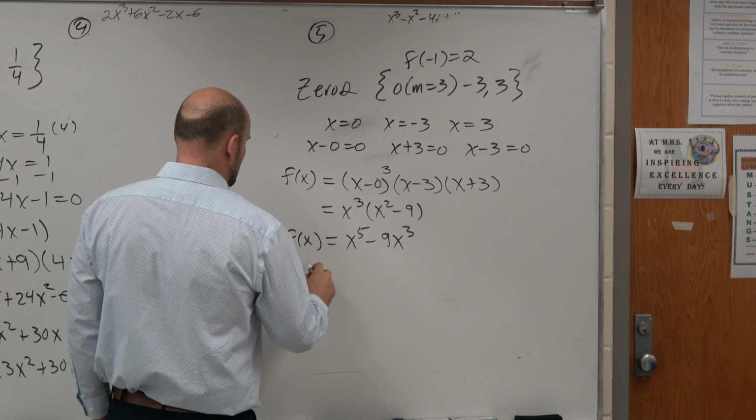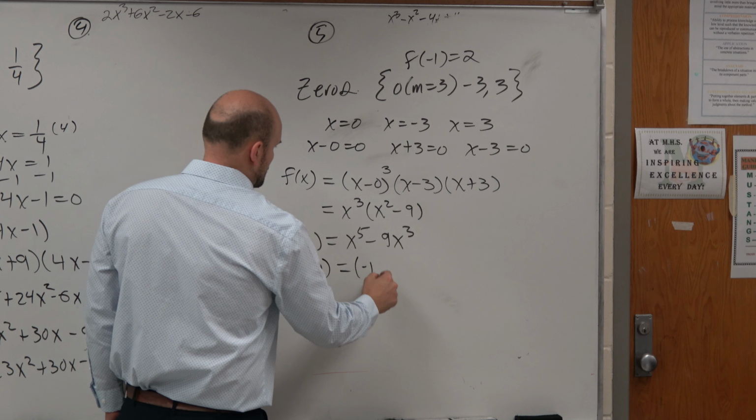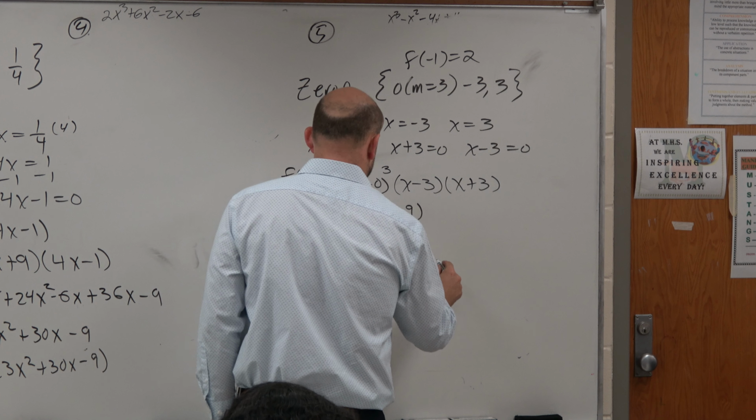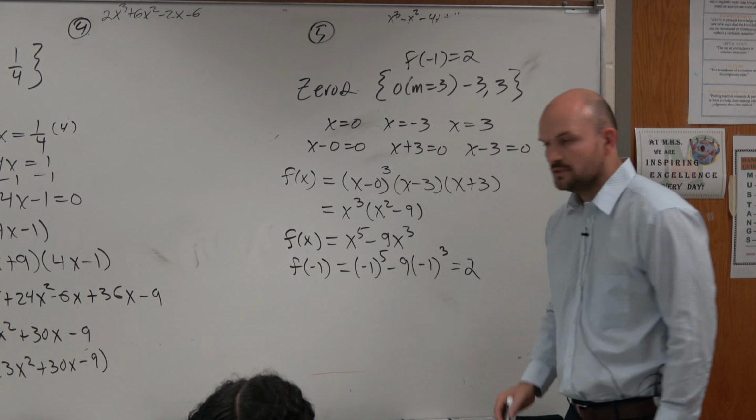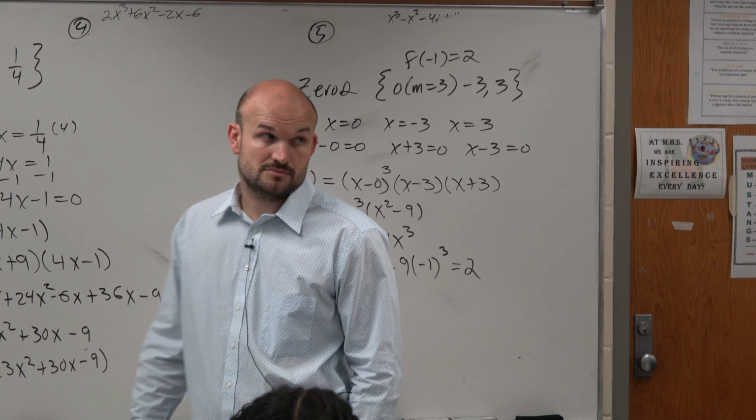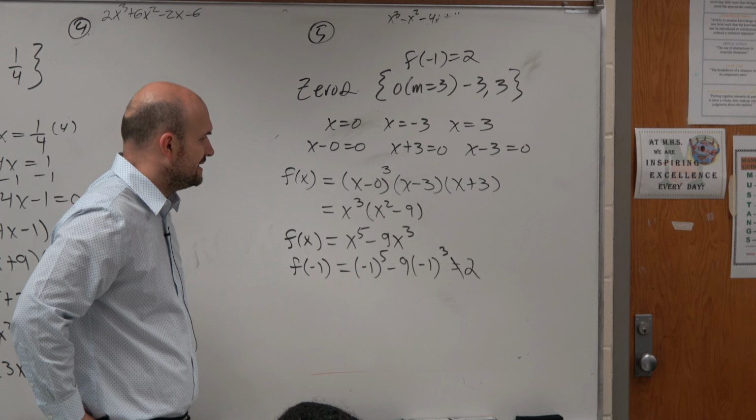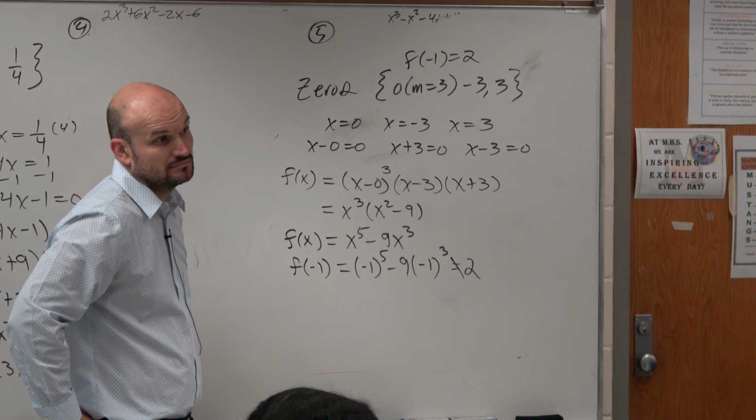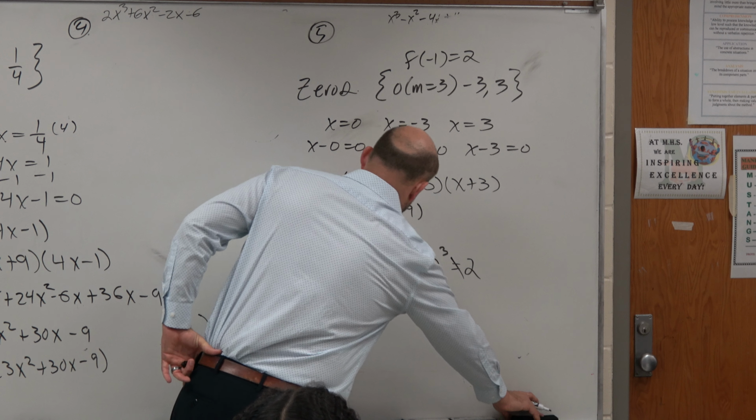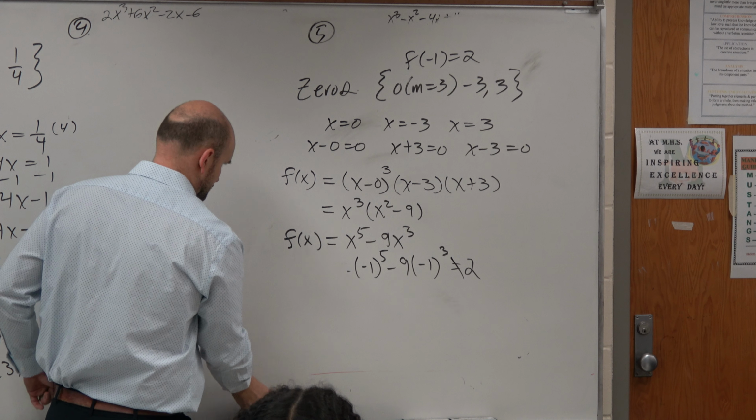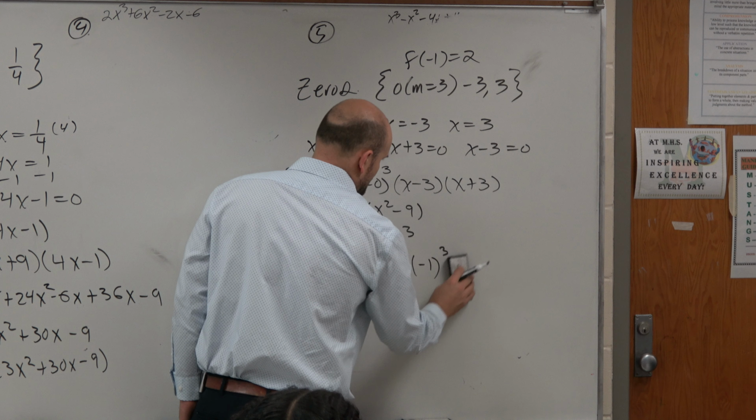So that means f of -1, this number, needs to equal 2. Does it equal 2? No. It does not equal 2. So how do we make it equal to 2? So f of -1 needs to be 2. What should we do?